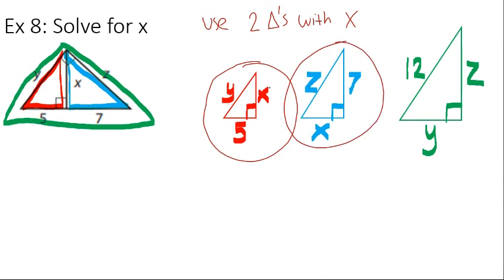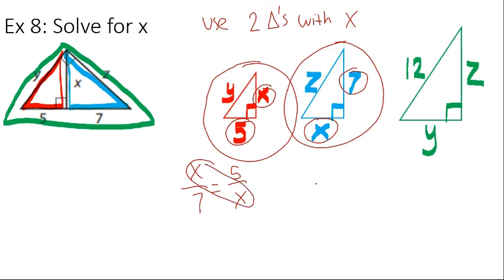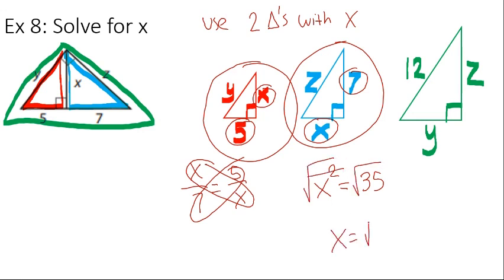So when I set them up, see x is right here and 7. So think of x over 7 equals 5 over x. So then I just cross multiply here. So I get x squared equals 7 times 5 is 35. Take the square root of it. So I end up getting x equals square root of 35. That's as far as I could go.